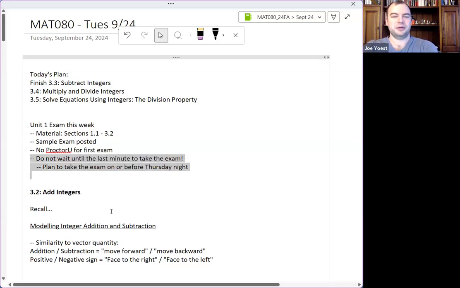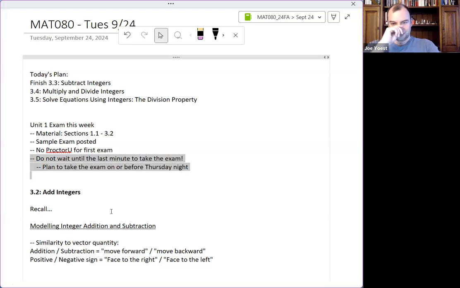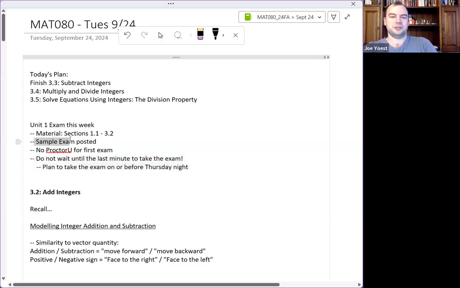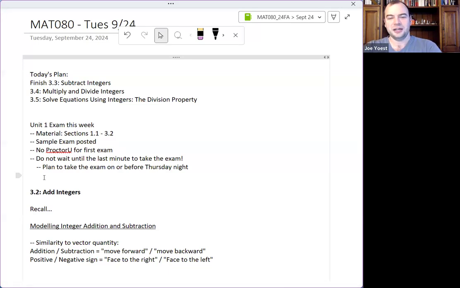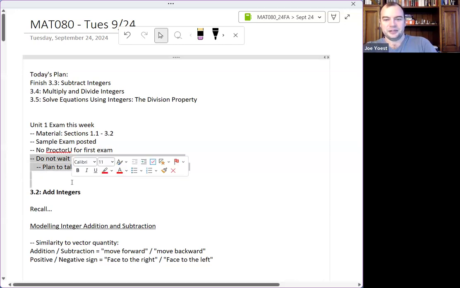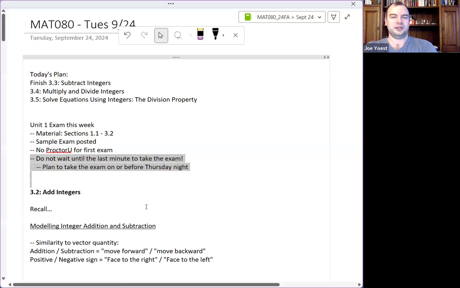And as I mentioned a couple of times already, don't wait until the last minute to... okay, great, so you're able to find it. Yeah, so I think the sample exam still is up. Good to know. With these online systems, there always is a chance that a date or a setting was set wrong, and sometimes they do things that I didn't expect. So, okay, don't wait until the last minute to take the exam.